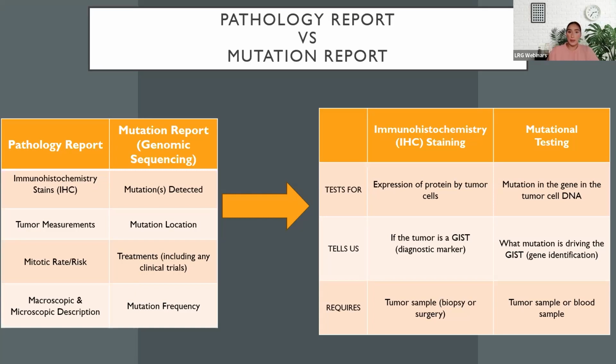So once they draw that blood, they go ahead and circulate it and remove or extract the DNA from it, and then perform the analysis to see what mutation is driving the cancer.